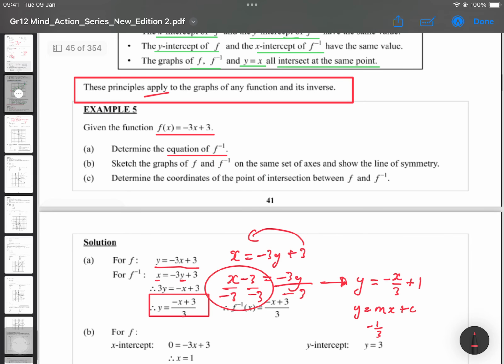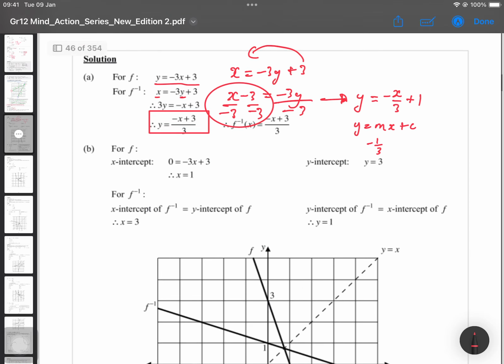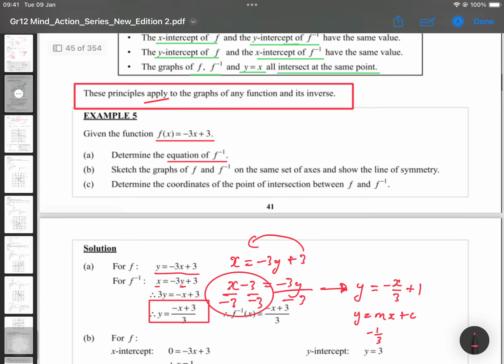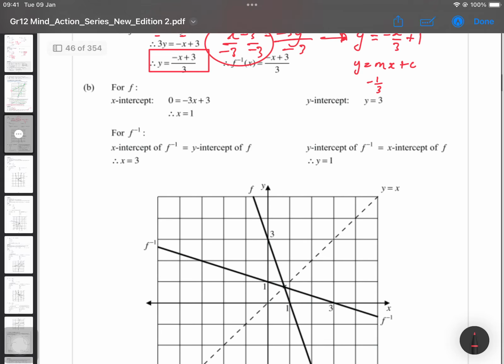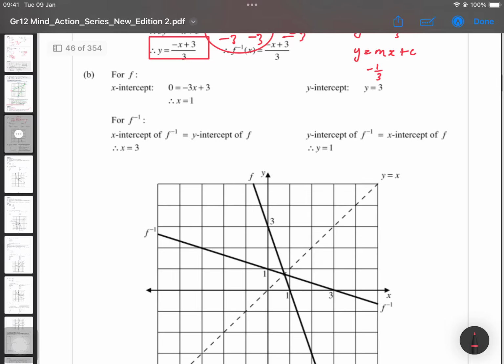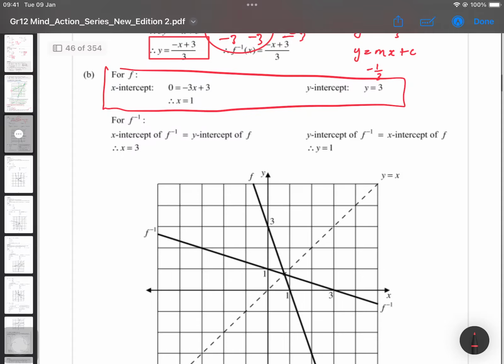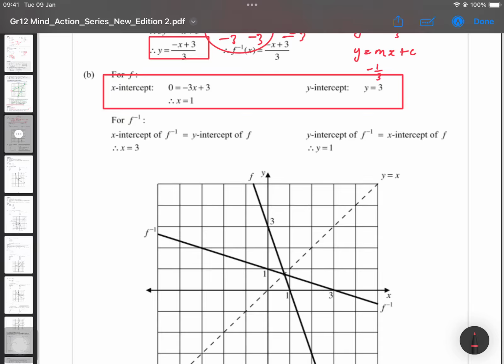Anyway, B, sketch the graphs of f and the inverse on the same set of axes. Show the line of symmetry. The line of symmetry between the original and inverse will always be the y equals x line. So to do that, you can just find the intercepts. Let's talk about the intercepts of the original first. For f, the x-intercept is that, the y-intercept is that.